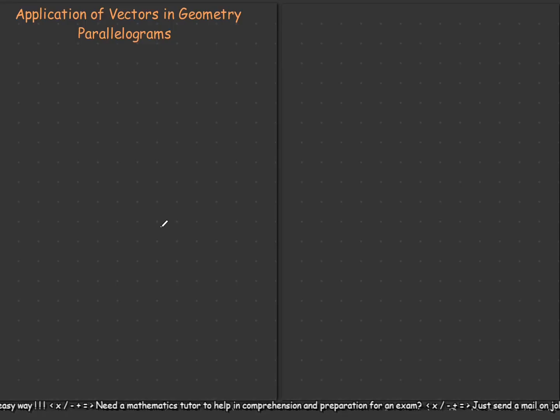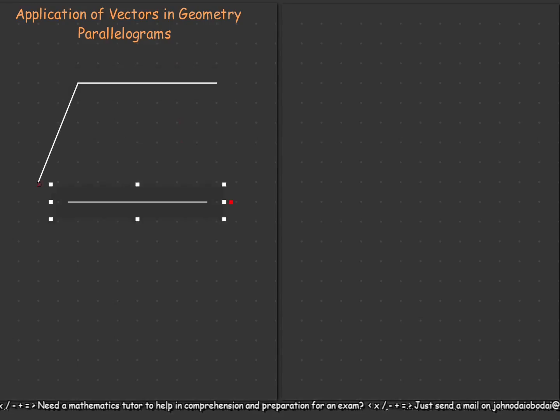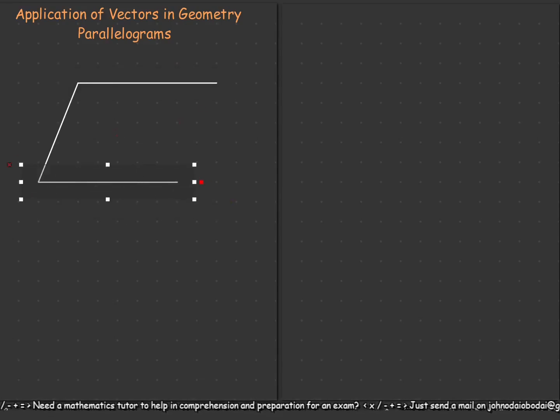In this lesson, we are looking at the application of vectors in geometry, and specifically how we apply vectors in parallelograms. So without much ado, let's quickly go into it. Before we begin, let's quickly look at what a parallelogram is. Something like this here, a tilted rectangle, is what we call a parallelogram.